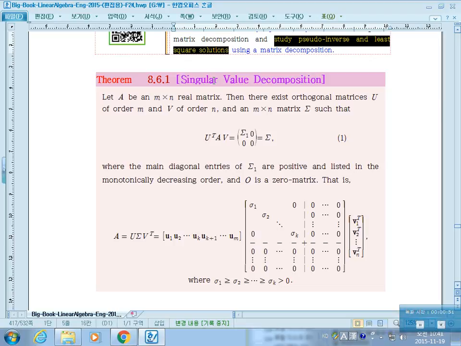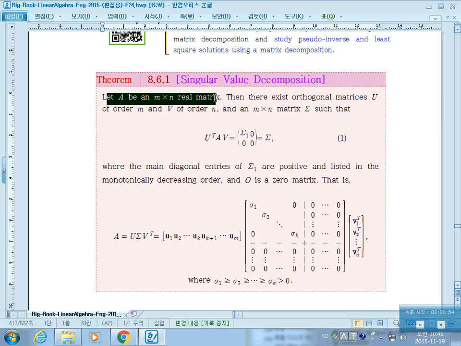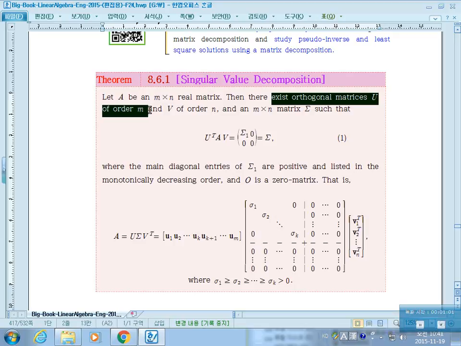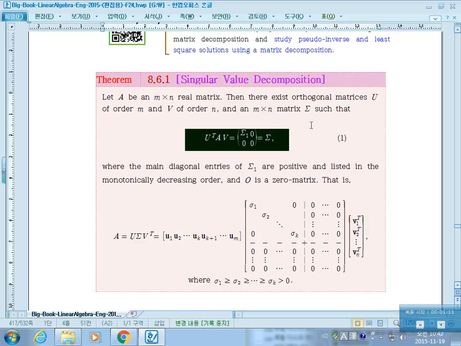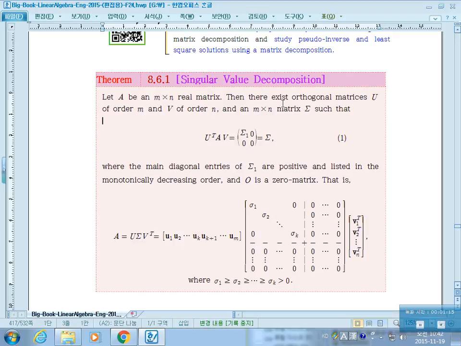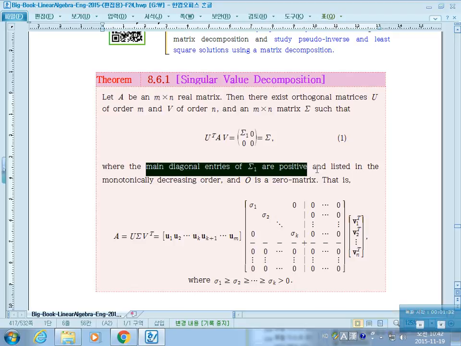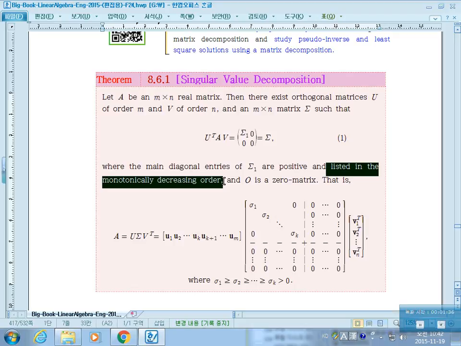First theorem, singular value decomposition. Let A be an m by n real matrix. Then there exist an orthogonal matrix U of order m, an orthogonal matrix V of order n, and an m by n matrix sigma such that U transpose A V is a rectangular matrix sigma, where this submatrix sigma 1 is a diagonal matrix, and the main diagonal entries of sigma 1 are all positive and listed in monotonically decreasing order. And these three blocks are zero matrices.